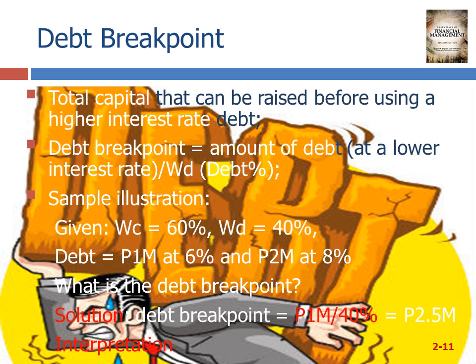But if the amount of capital needed for a certain project is just 2.5 million times 40%, so meaning the amount of debt that we need is only 1 million, and the available debt at 6% is 1 million, so it's sufficient. So we'll have a lower cost, meaning lower interest rate pertaining to the debt if our capital for the project is just 2.5 million as compared if it's 5 million.